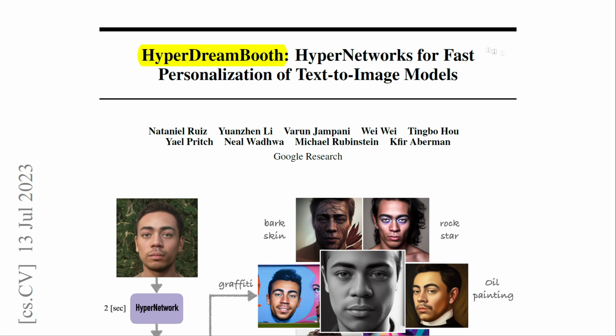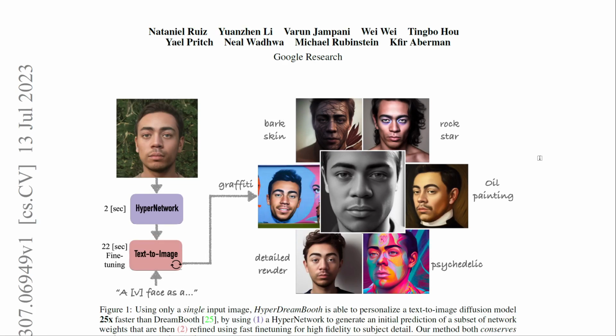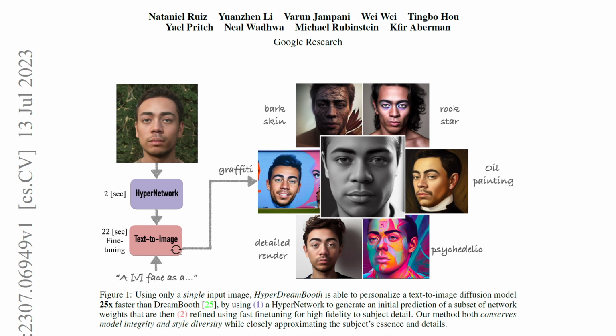Introducing HyperDreamBooth. This revolutionary hypernetwork can efficiently generate personalized weights from a single image of a person, allowing for the generation of their face in various styles and contexts with remarkable subject details. Let's explore how this amazing technology works and how it outperforms other methods in the field.